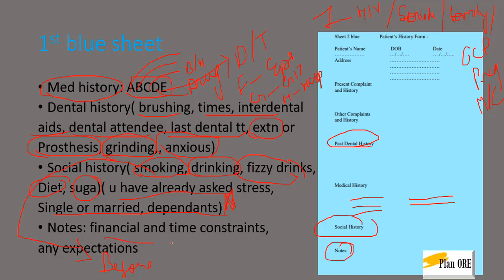And then you come to the notes, financial and time constraints. If the patient has any financial or time constraints, you will make sure that you include them in the treatment plan. And what expectations does he have from the dental treatment you will be offering him? This finishes the first page of your blue sheet. So the idea here is to be fast, precise, and to learn the questions in a proper order. At the same time, talk in such a way that it doesn't sound like you have by-hearted it, but like a conversation.